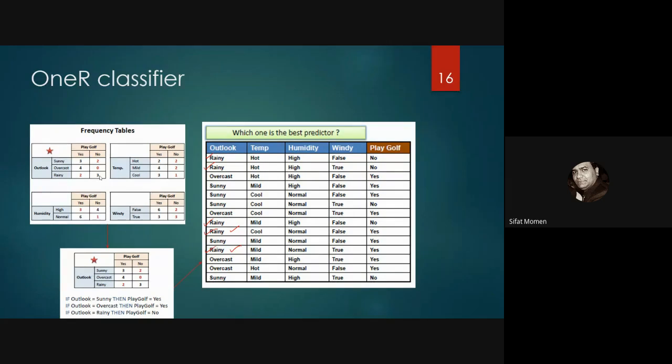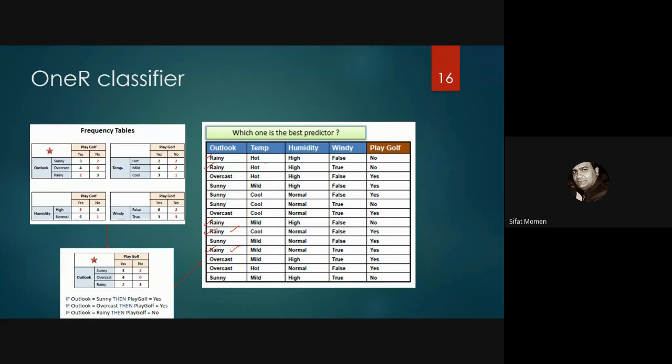Is that okay? Good. So is this clear, how we derived this frequency table? Can we actually develop a frequency table for other predictors as well? Let's say for temperature. How many classes, how many categories do we have over here? Three. What are those? Hot, mild, cool. So that's why we wrote hot, mild, cool.